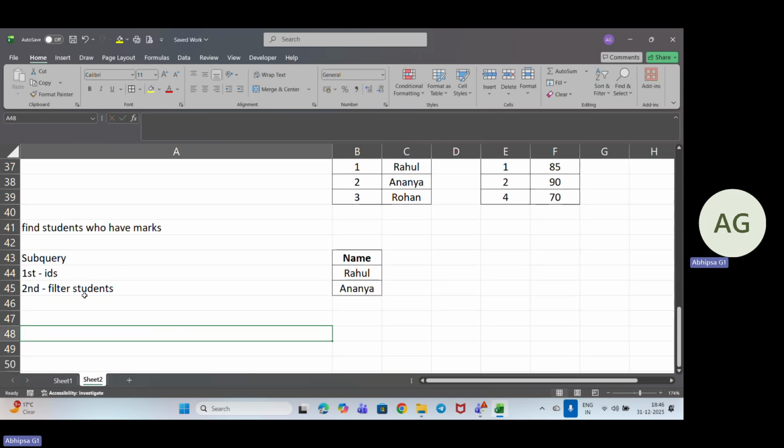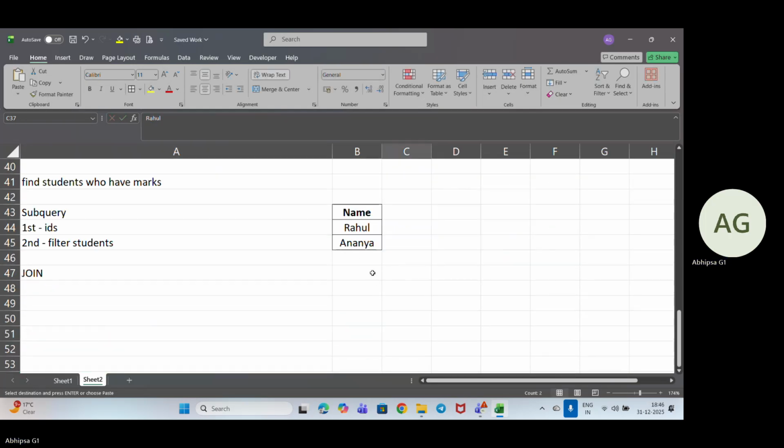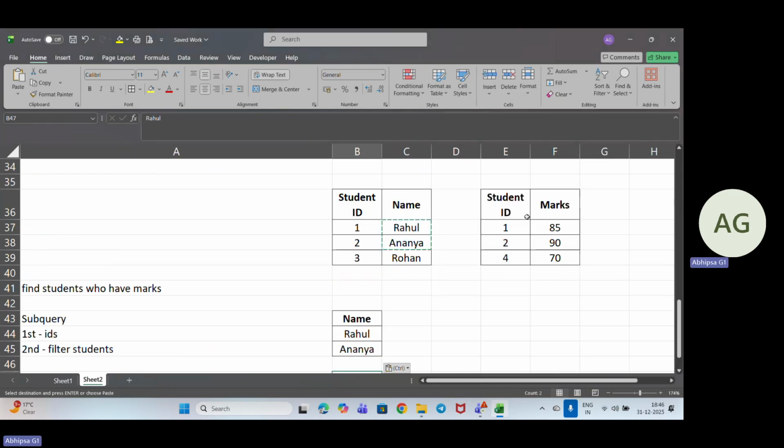Now, after the subquery, if I need to find the result using joins, how does it work? If I want to match the tables, first I match the student table with the marks table using ID. Then I show the matched rows together. So I'll get Rahul and Ananya, and I'll show this result. This is how my result will show in case of joins.